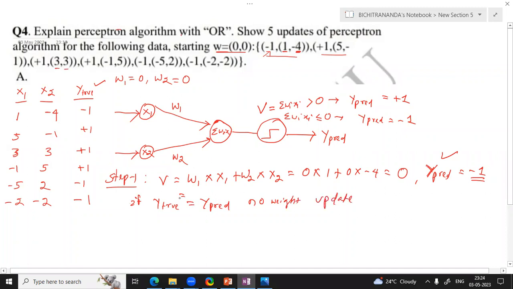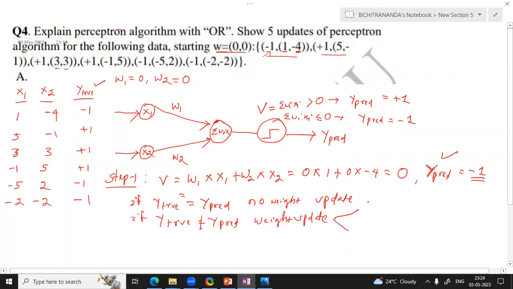Okay, so there's the algorithm. And in the other case, if y true is not equal to y predicted, then the weight update is going to happen. The weight is going to update. So then the question is how to update.